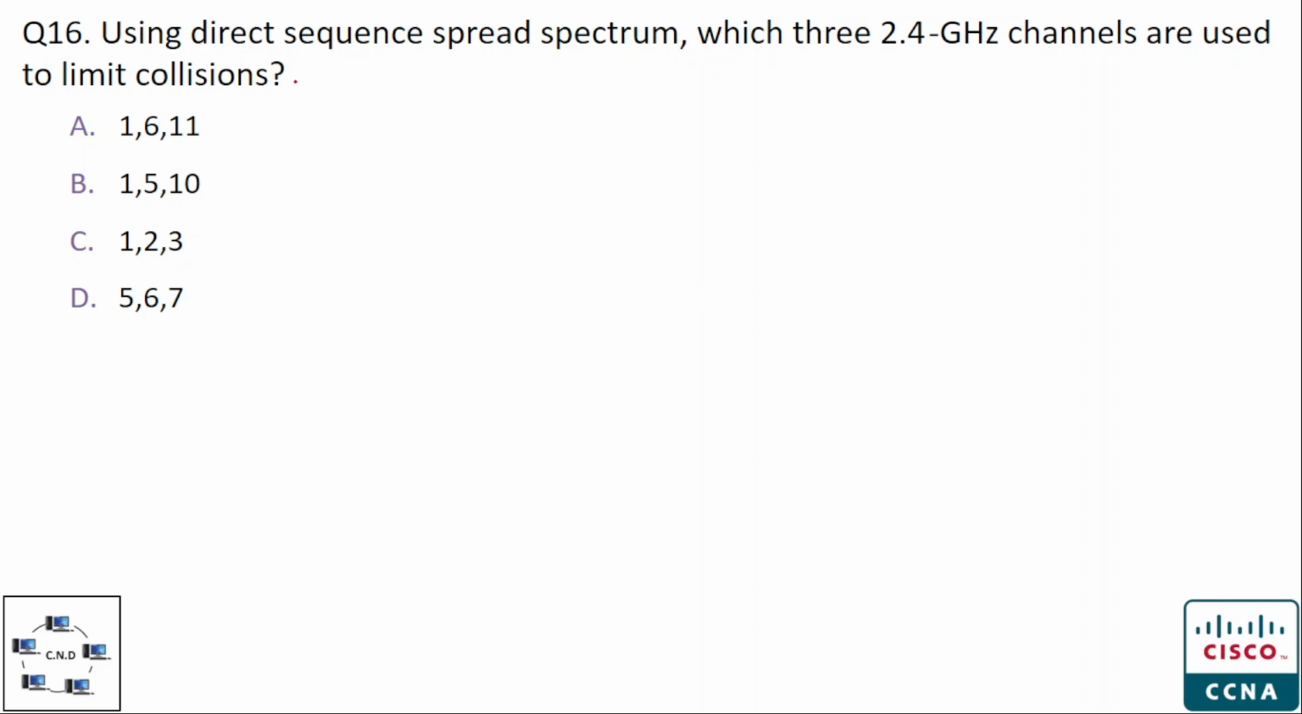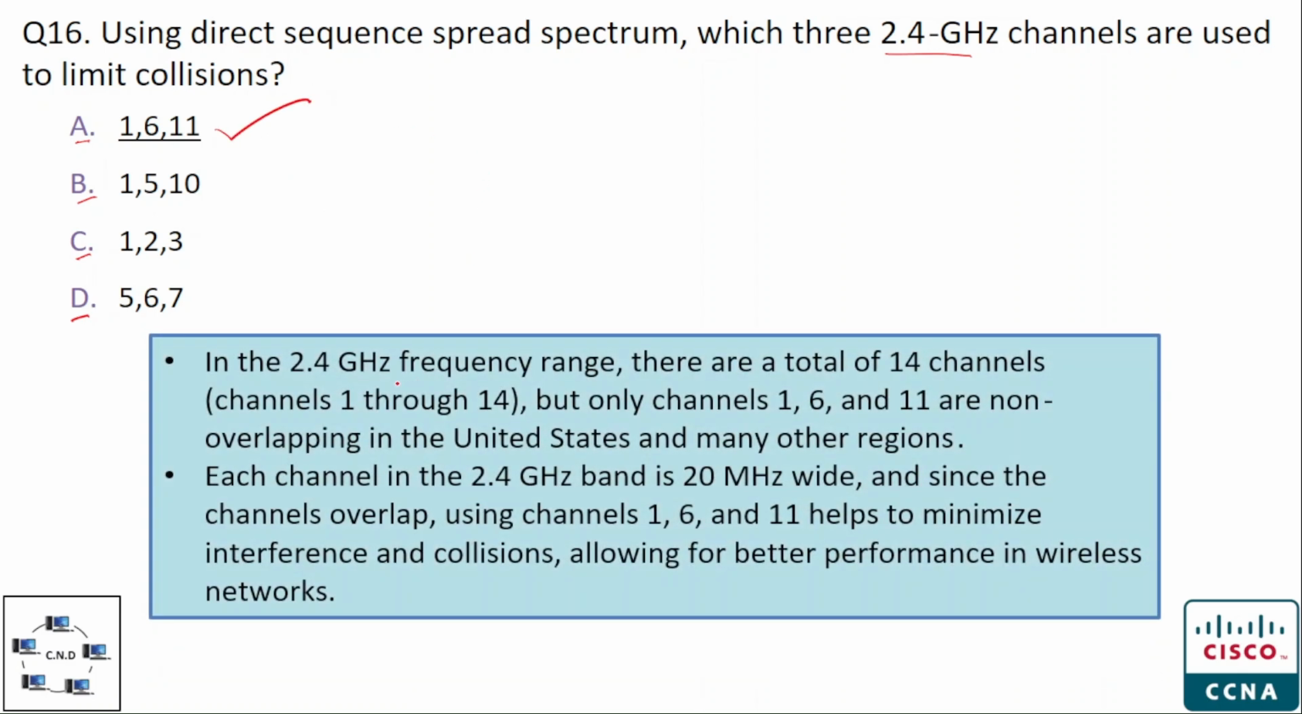Question number 16. Using direct sequence spread spectrum, which three 2.4 GHz channels are used to limit collisions? The options are option A, 1, 6 and 11, option B, 1, 5, 10, option C, 1, 2, 3, and option D, 5, 6, 7. And the correct option is option A, 1, 6 and 11, and this is the explanation.